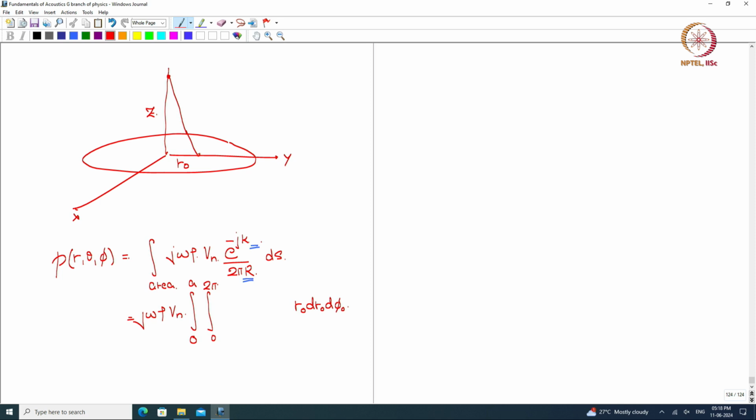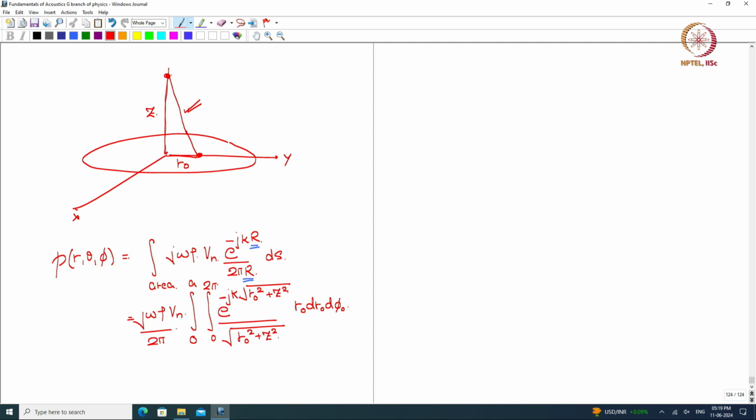Then this distance is e to the power minus jk r, which is square root of r0 square plus z square, divided by square root of r0 square plus z square, divided by twice pi. Okay, this is the distance from a radiator point to a point on z.